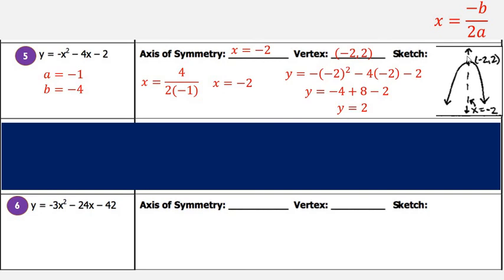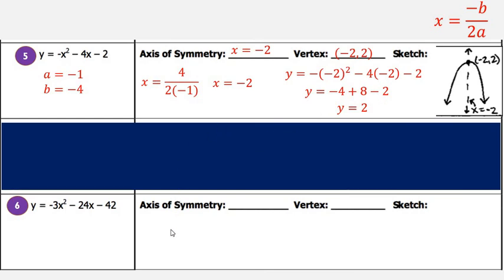Your line of symmetry right here, your axis of symmetry, is at x equals -2. This is the middle of the highway. And then your vertex right here is -2, 2. This is where it starts turning around. You're making a U-turn in the middle of the road, and you start turning at -2, 2.